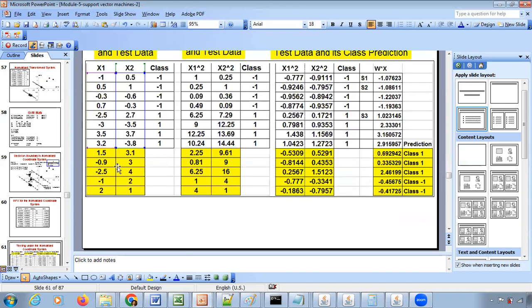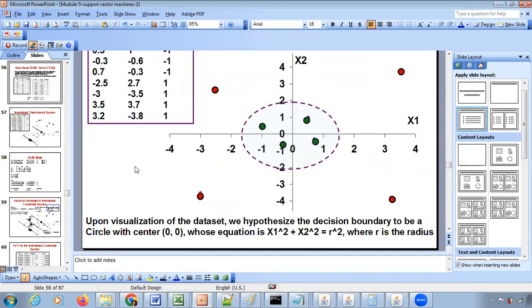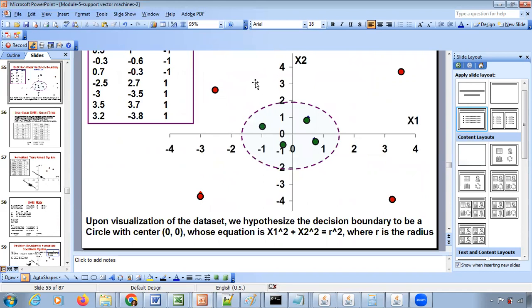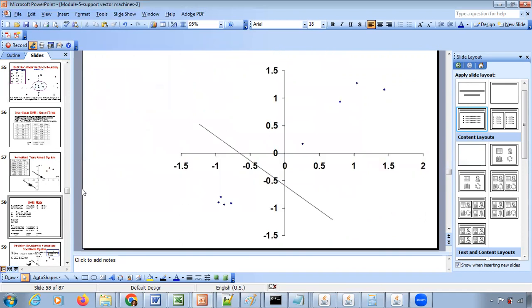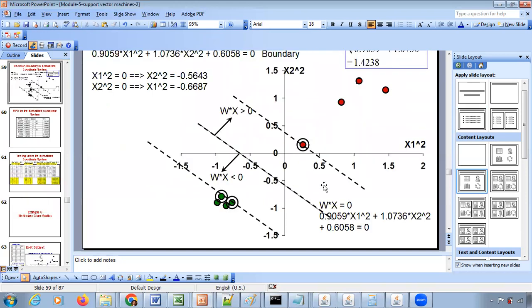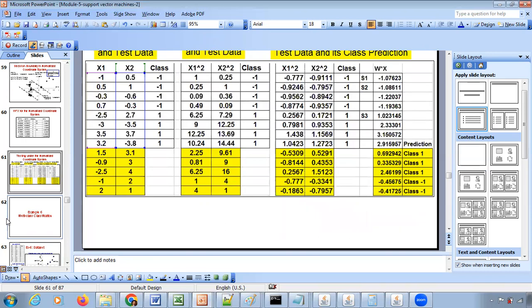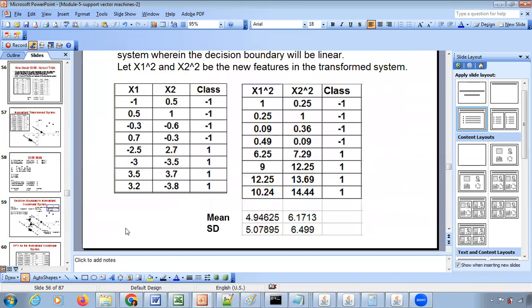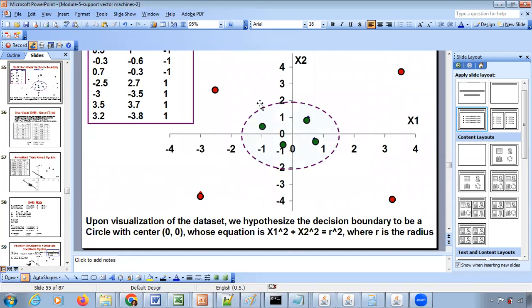Now, if you look at -0.9 and 3, which should be like -0.93, is also in the red class, class 1. So we square them and normalize, we get 0.335. And if you look at their normalized values, it is -0.8 and 0.4. So -0.8 is somewhere here and 0.4 is again somewhere here. So it's even much closer to Wx equal to 0. So that's why we get 0.33.